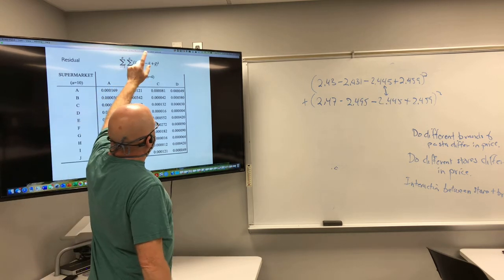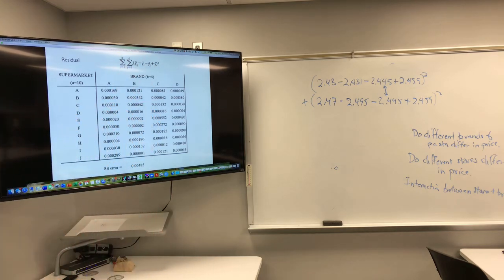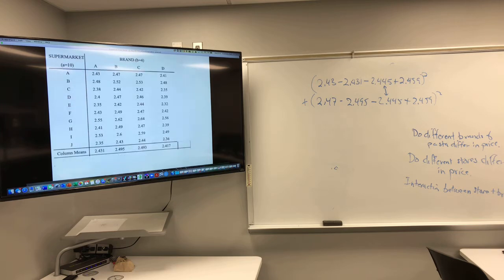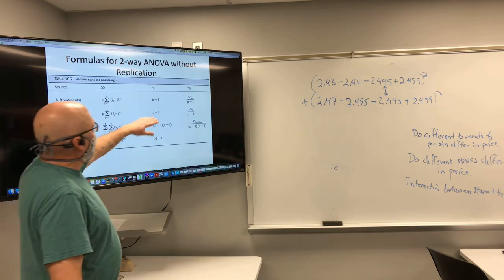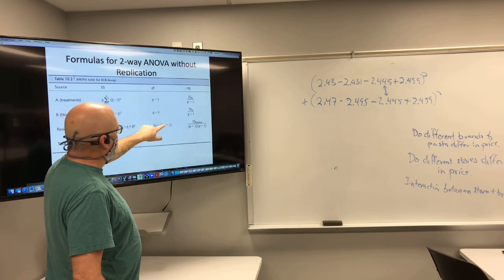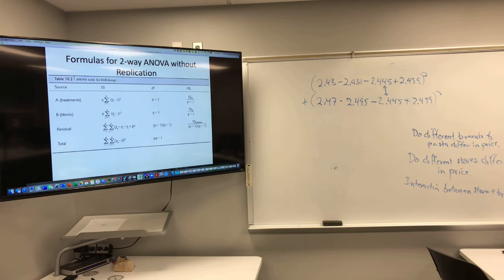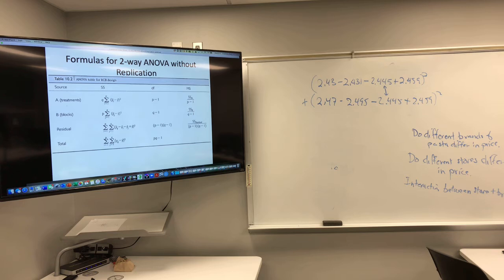The value minus the column minus the row plus the grand mean, squared, across all rows and columns. And so you will get each of these forms of variation: sum of squares due to row, sum of squares due to column, sum of squares due to residual, and the total sum of squares, and their respective degrees of freedom. The degrees of freedom are once again based on the number of columns minus 1, the number of rows minus 1, the number of columns times the number of rows minus 1, and then the total sample size minus 1 is your total degrees of freedom.